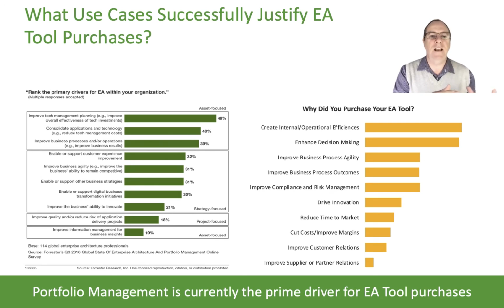Right down the bottom, yes, there is the information management for business. But again, although it says here asset focus, it is really more at technology. The same goes with the project focus, improving quality, reducing risk of application delivery. And a lot of those things are very much aimed again at the business.